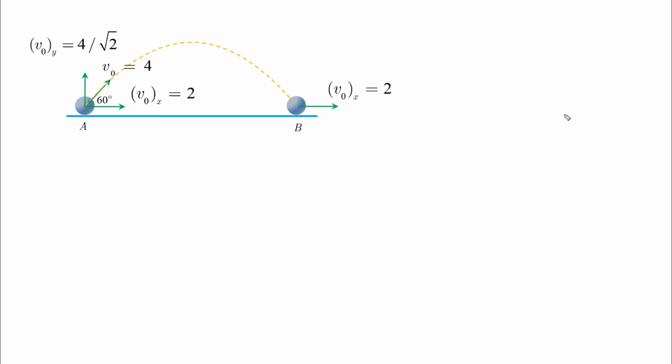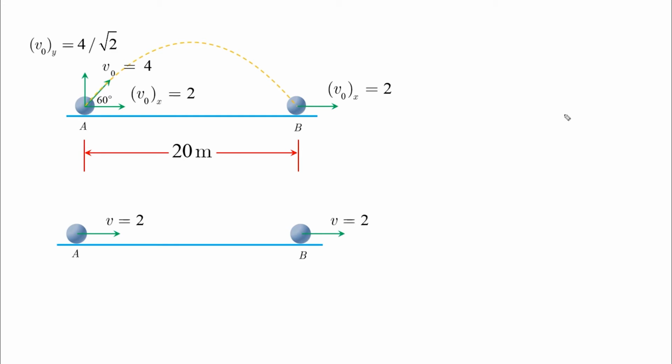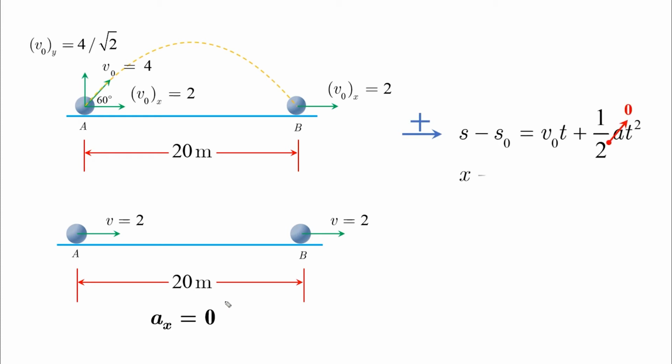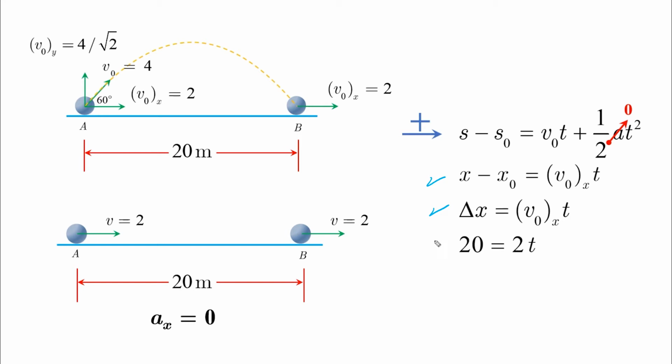So let's say you have this projectile launched from A with v naught equals 4 meters per second at 60 degrees from the horizontal. The x component of velocity remains constant until it hits the ground at B after covering 20 meters horizontally. And let's consider another situation where the particle moves on the ground with constant velocity of 2 meters per second and also covers 20 meters. In both cases, ax equals 0. And we can use this equation, as mentioned before, to calculate the time, for example, for the constant velocity given and displacement covered.